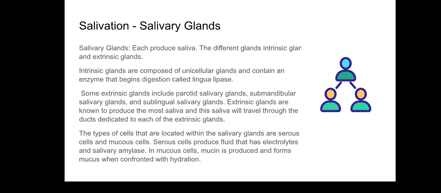Types of cells that are located within the salivary glands are usually serous cells and mucous cells. Serous cells will produce a fluid that usually has electrolytes and salivary amylase in it. Mucous cells will produce mucin, and this forms mucus whenever hydration comes into contact with it.